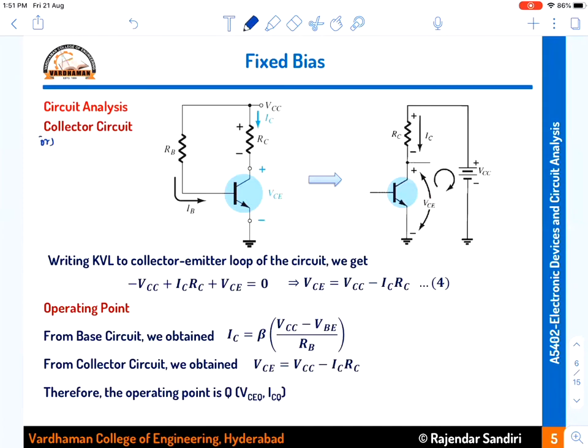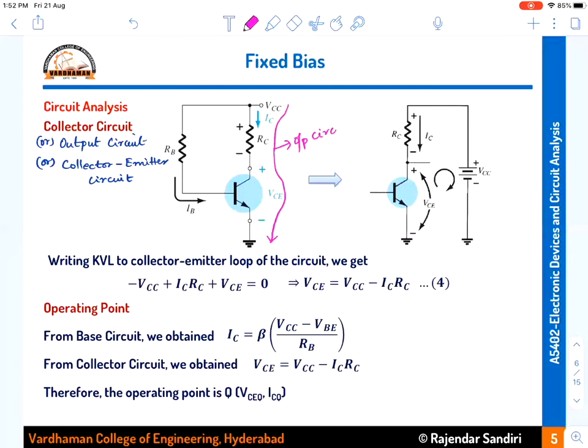Collector circuit is also called the output circuit, or the collector emitter circuit. Now, if you see the collector emitter circuit, this particular supply voltage, the resistor RC with the voltage drop ICRC across it, then VCE to the ground. This particular path of the pink line, we call it the output circuit.